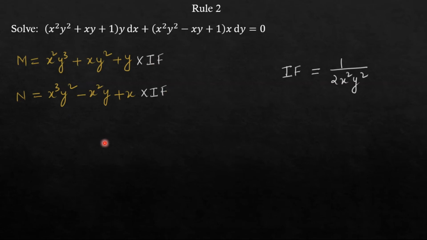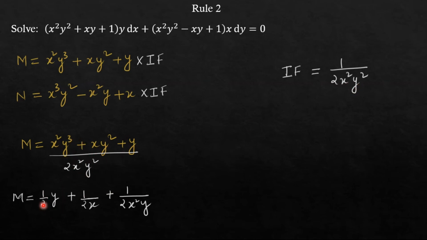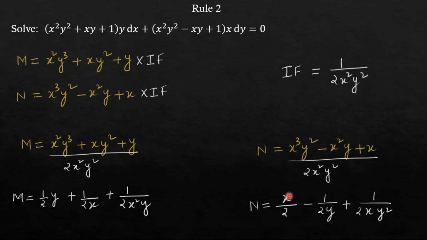Now the new value of M will be x square y cube plus xy square into y, into integrating factor, that is 1 by 2x square y square. This is my new value of M. If you simplify this, you will get 1 by 2y plus 1 by 2x plus 1 upon 2x square y. Similarly, the new value of N will be this much. If you simplify, it will come out to be x by 2 minus 1 by 2y plus 1 upon 2xy square. So this is our new value of M and N after the multiplication with integrating factor.